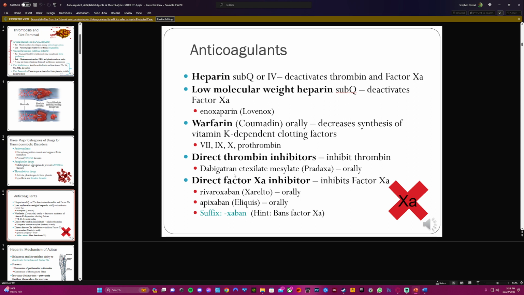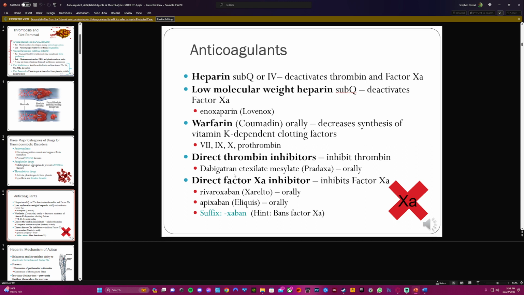Anticoagulants are going to be heparin, sub-Q or IV. This deactivates thrombin and factor Xa. Low molecular weight heparin is done sub-Q and deactivates factor Xa. This is called enoxaparin or Lovenox. Warfarin or Coumadin is done orally and decreases synthesis of vitamin K dependent clotting factors. This interacts with VII, IX, X, and prothrombin.